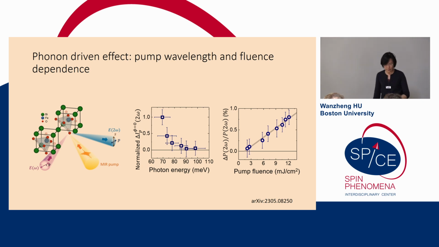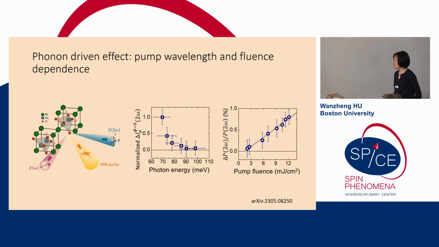To further verify that we indeed saw the phonon-driven effect, we tune the frequency of this mid-IR pump field to be off resonance. The frequency of this high-energy A1 phonon is more or less close to 69 meV. So we can go to higher energy, away from the phonon we want to drive. And we see that whenever we tune the frequency of the driving field away from the phonon, the effect on the second harmonic generation intensity quickly dies away.